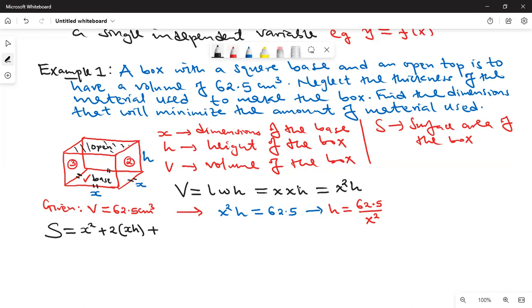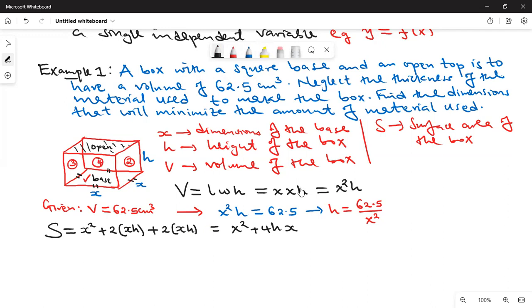Plus, there are other two sides which are the same. Number 4 is this one, and number 5 is hidden. So there are two of them. Again, we are going to say it is 2 times, what about the dimensions? Again, it is x times h. So this will give you x squared plus 4hx.